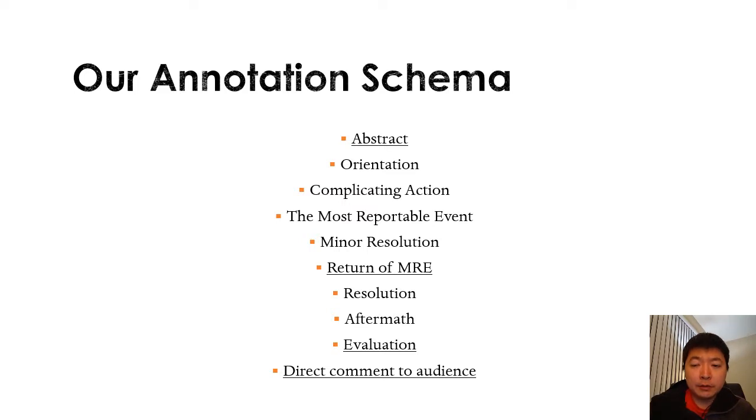This slide shows the entirety of our annotation schema, which contains 10 different categories. We have already discussed 6 of them, including orientation, complicating actions, the most reportable event, minor resolution, resolution, and aftermath. That leaves us with 4: the abstract, return of MRE, evaluation, and direct comment to audience. I will discuss them one by one.